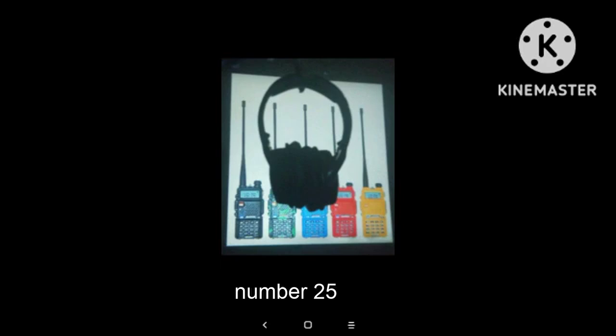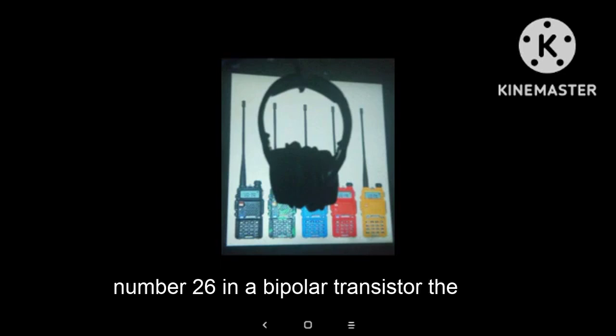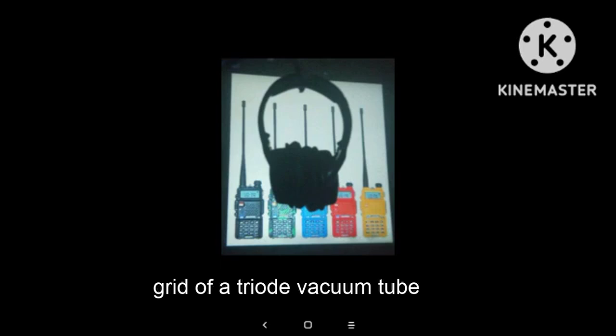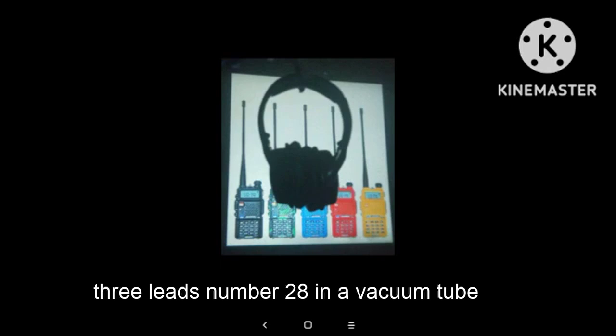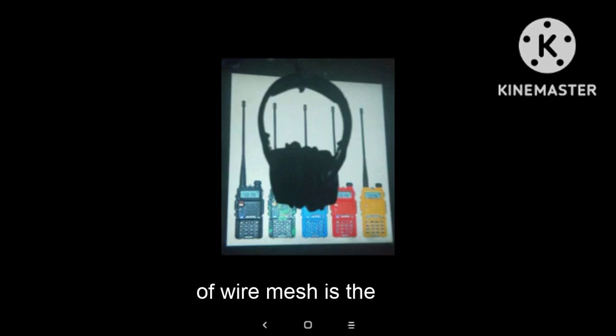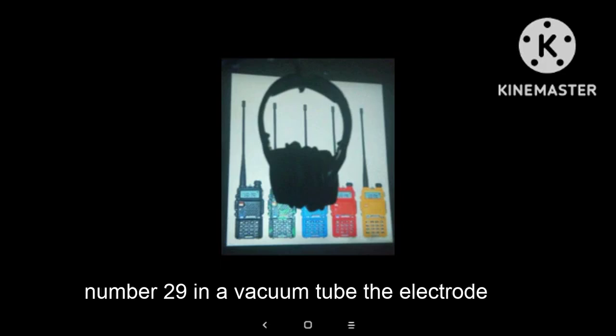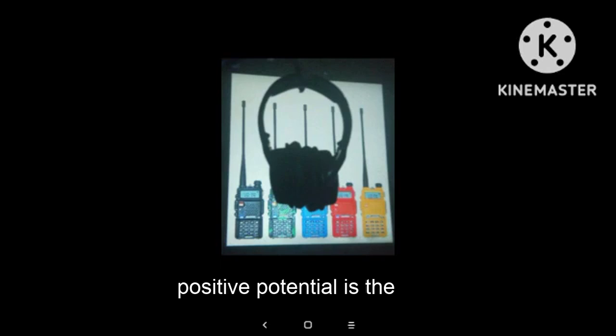Number 25. A transistor can be destroyed in a circuit by excessive heat. Number 26. In a bipolar transistor, the blank compares closest to the control grid of a triode vacuum tube. Base. Number 27. Bipolar transistors usually have 3 leads. Number 28. In a vacuum tube, the electrode that is usually a cylinder of wire mesh is the grid. Number 29. In a vacuum tube, the electrode that is operated with the highest positive potential is the plate.